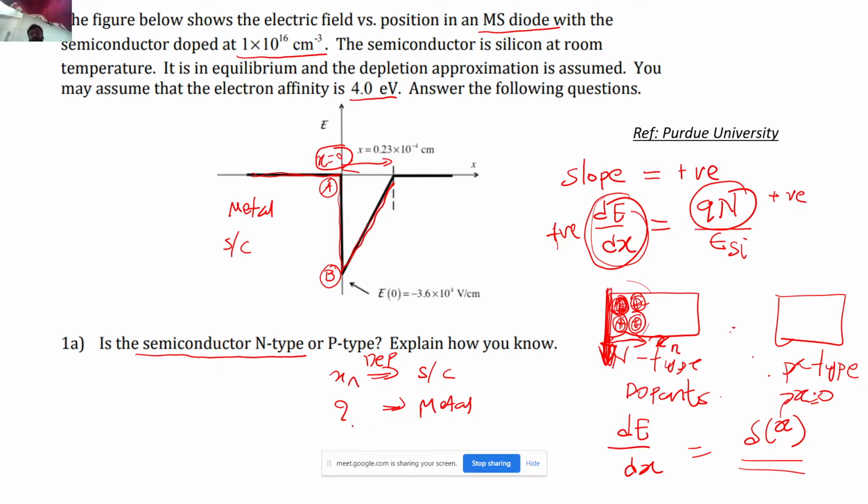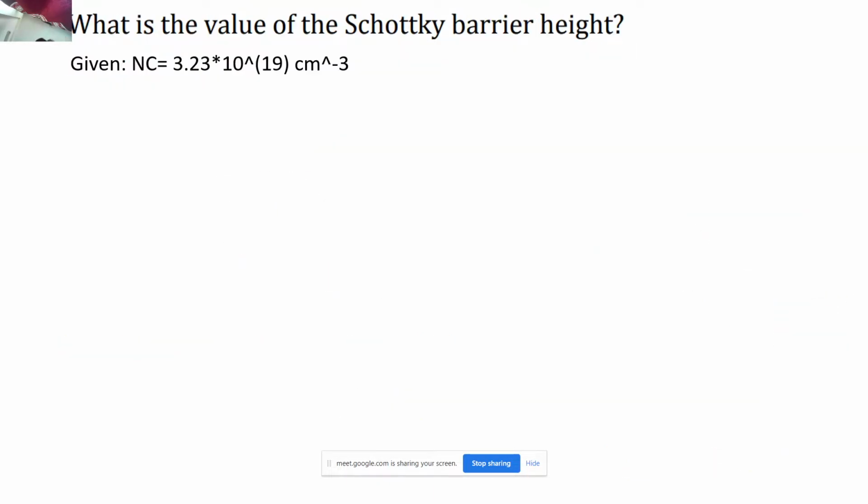So I hope this concept was clear. If you have any doubts, then please ask. I will be moving to the next question. This is again a sub part of this question itself. They have now asked me to calculate the Schottky barrier height. See, this value is given first of all. So can you help me, how can I calculate the Schottky barrier height?